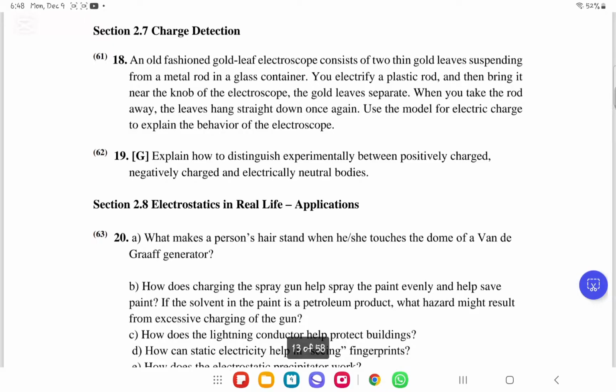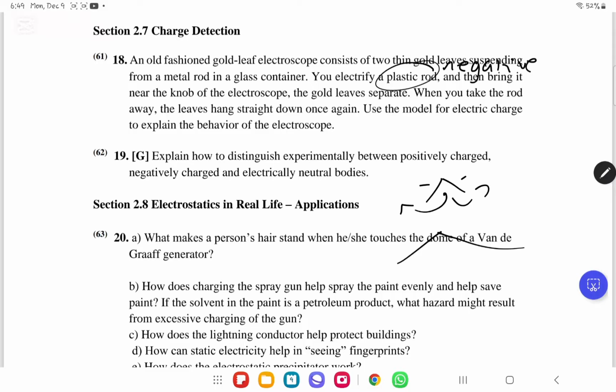Now we move on to section 2.7, charge detection. An old-fashioned gold leaf electroscope consists of two thin gold leaves suspended from a metal rod in a glass container. You electrify a plastic rod, then bring it near the rod. That means this is negative. You bring it near the knob of the electroscope and the gold leaves separate. What happens is that because it is repelled, the electrons are going to go all the way to the bottom to the gold leaves, causing them to become negatively charged. So this is gold leaf 1, gold leaf 2, minus and minus, they are going to repel. So they are going to end up being further apart like this.